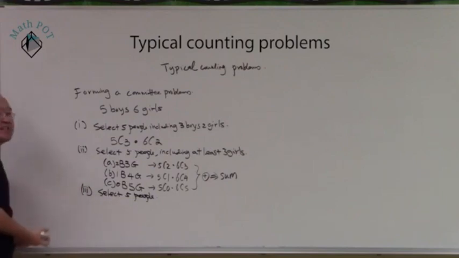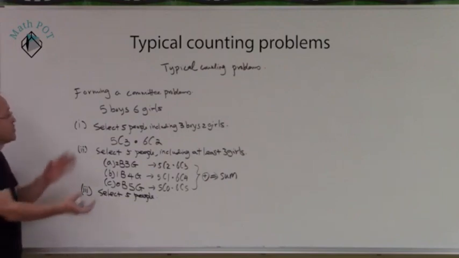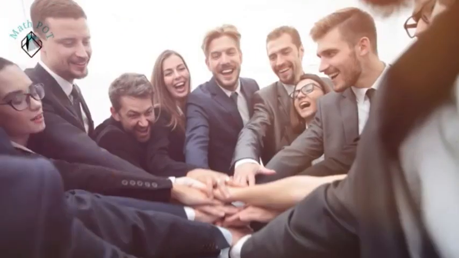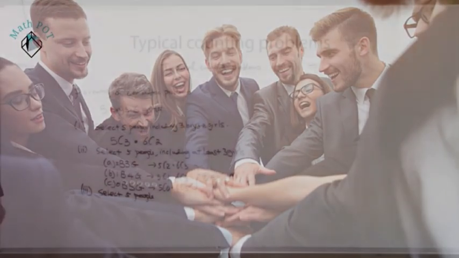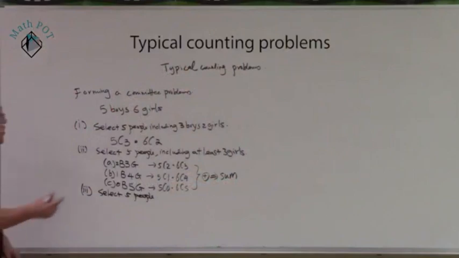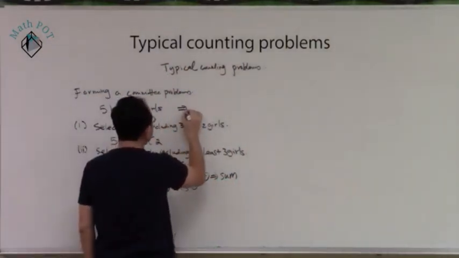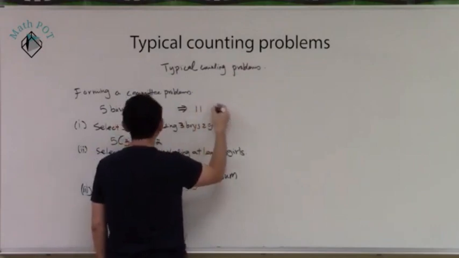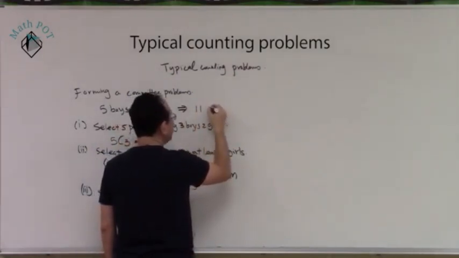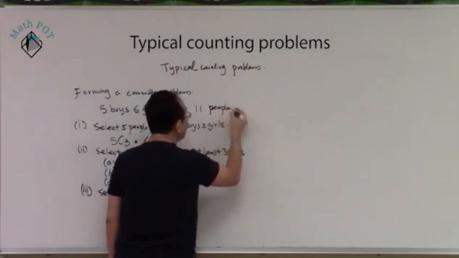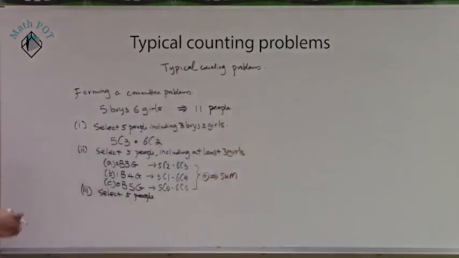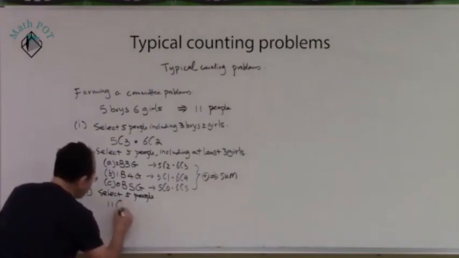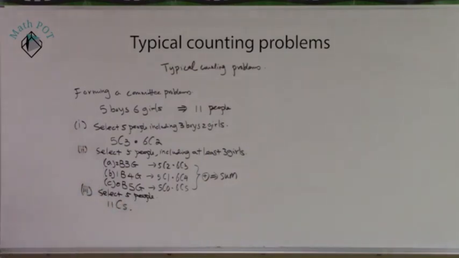So in the future, whenever you see this situation, you want to combine the five boys and six girls together. Because boys and girls are nothing but people. Of course, we can quickly combine this and it gives us 11. So 11 people. Now, of course, we want to select five people from 11. Clearly, we don't care about order. This is a standard combination problem that gives us the answer 11C5. So that is the answer for this one.